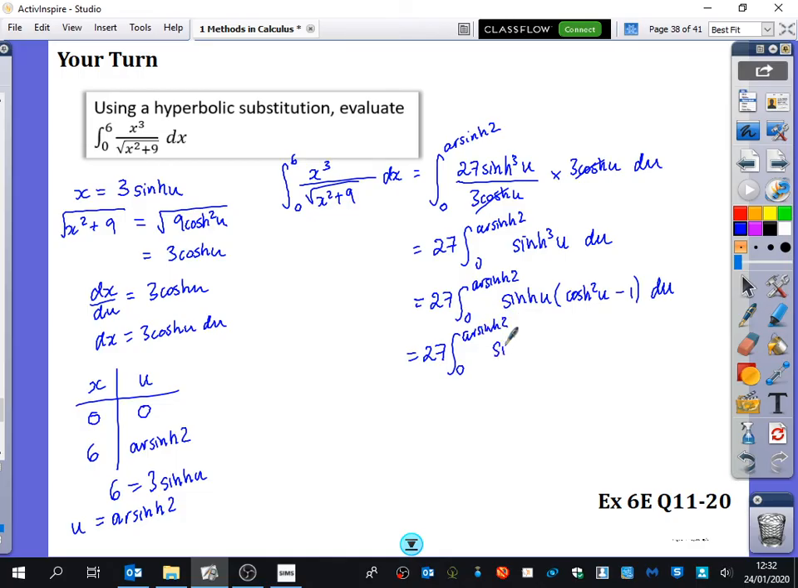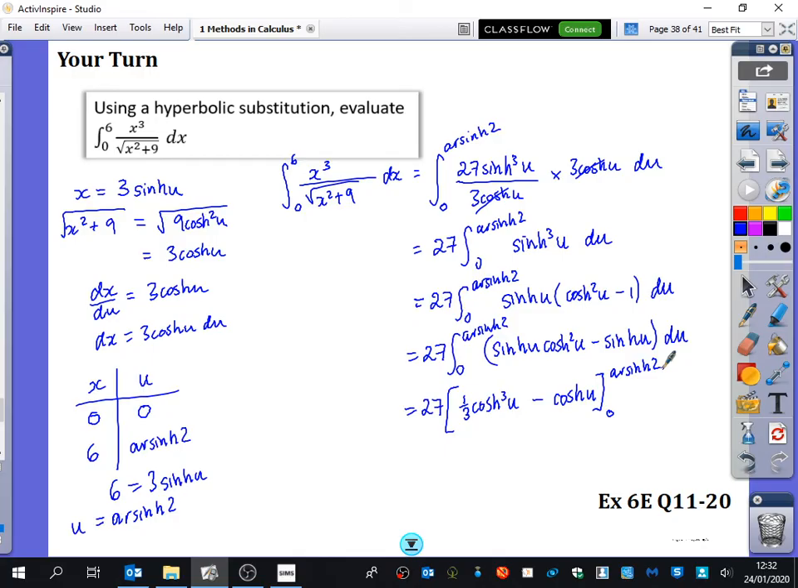Should I give the final product? No, we're going to do it slow. So what's this integrating to? A third cosh cubed u minus cosh u, between 0 and arcsinh 2.